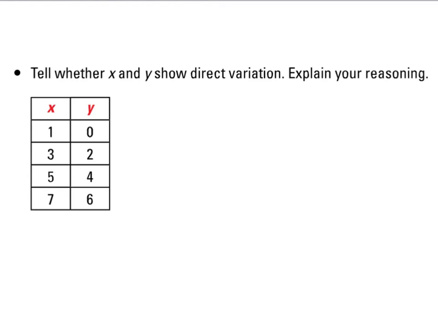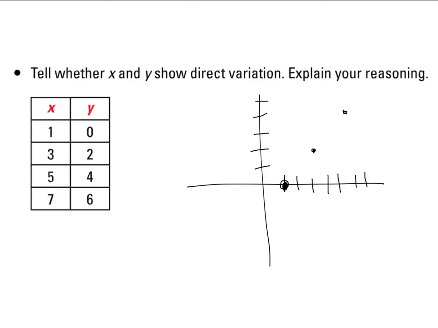Alright, we got a chart here of points. Let's go ahead and plot those and see if this shows direct variation. I'm going to go over 1, up 0, plot a point. Over 3 and up 2, plot a point. Over 5, up 4, plot a point. Over 7 and up 6, plot a point. Easiest thing to tell, this does not cross through the origin, so no, this does not show direct variation because of that.